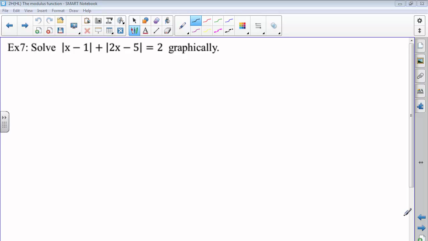Okay, we still have 2 examples left in this lesson. Example 7. Solve this absolute value equation graphically. This equation is the same as question C in example 6. But for the algebraic method, it's not required in the DP course. But we still need to know how to solve this absolute value equation by technology.